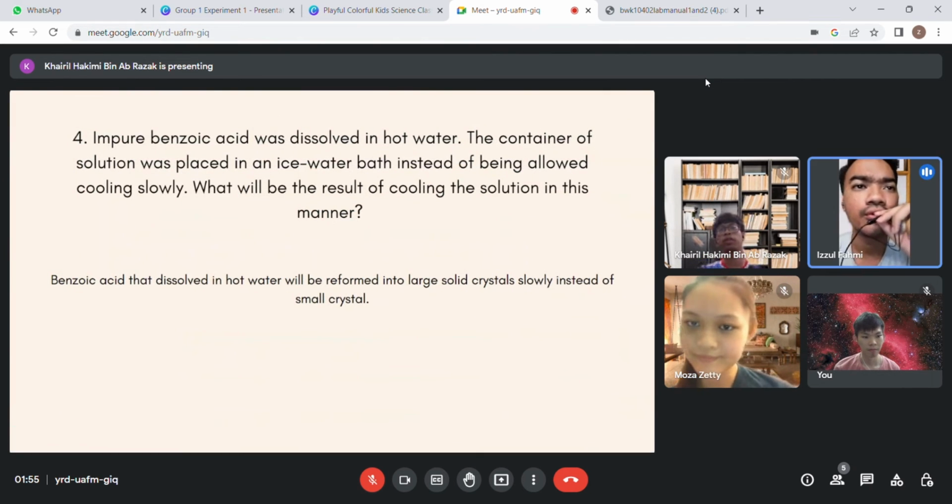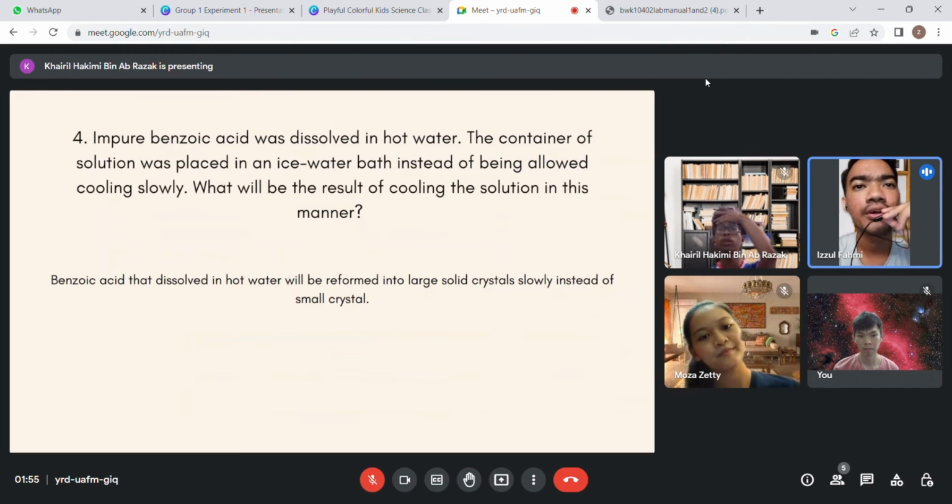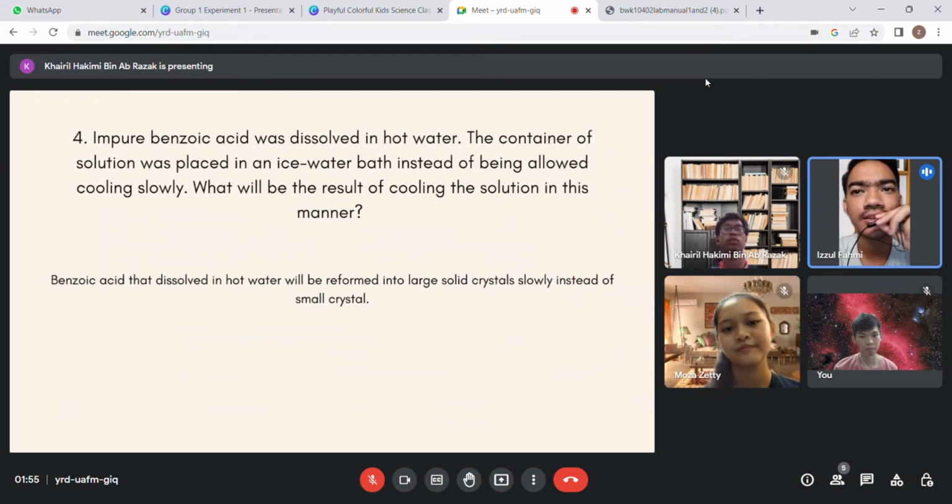And then we move on to the fourth question, which is: impure benzoic acid was dissolved in hot water and the container of the solution was placed in an ice water bath instead of being allowed to cool slowly. What will be the result of cooling the solution in this manner? So the answer is that the benzoic acid dissolved in hot water will form large solid crystals slowly instead of small crystals.